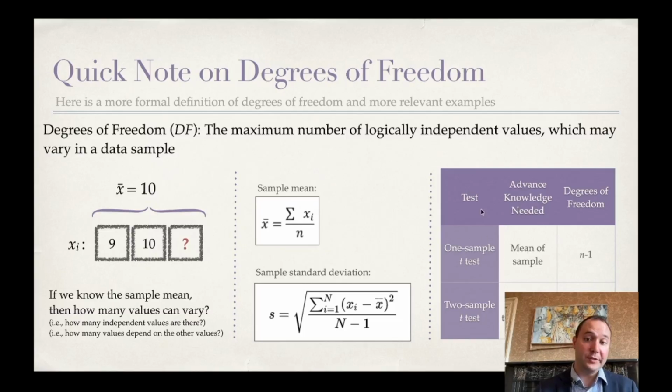In a 1-sample t-test, we need to know the mean of the sample. The degrees of freedom are n minus 1. But in a 2-sample test, we have 2 different samples. So when we have the means of 2 samples, the degrees of freedom are n minus 2.